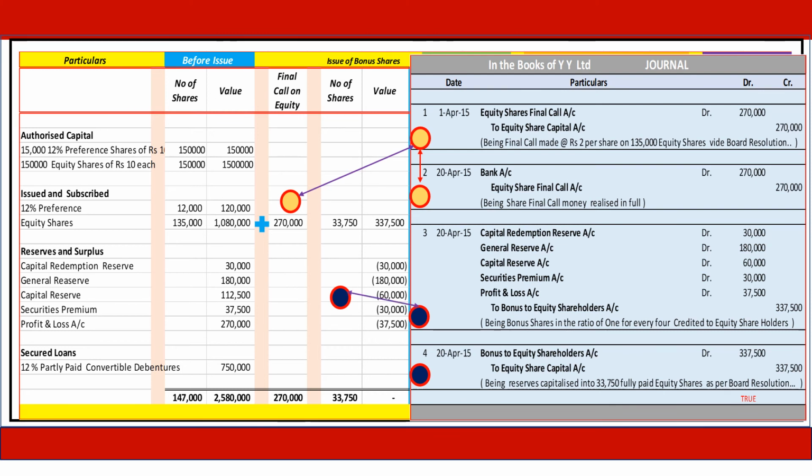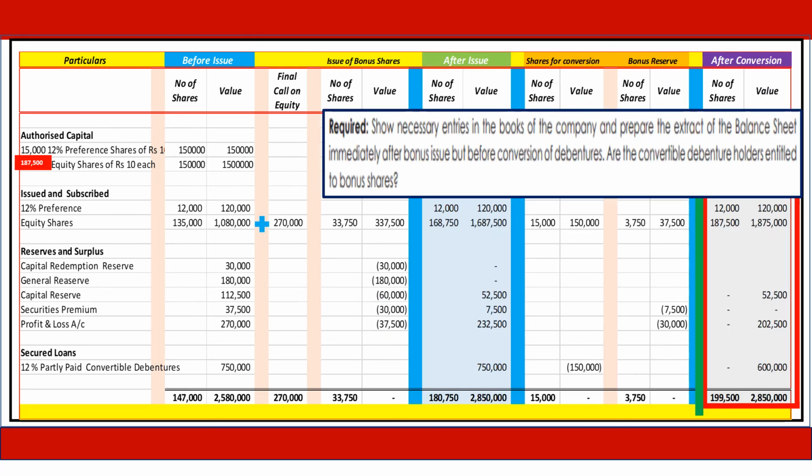Capital redemption reserve 30,000, 1,80,000 of general reserve, 60,000 of capital reserve, securities premium 30,000, and 37,500 as noted here. It was transferred to bonus to equity shareholders account. Then it was converted into capital. These are the 4 entries. It says show the necessary entries in the books of company, which we have passed.